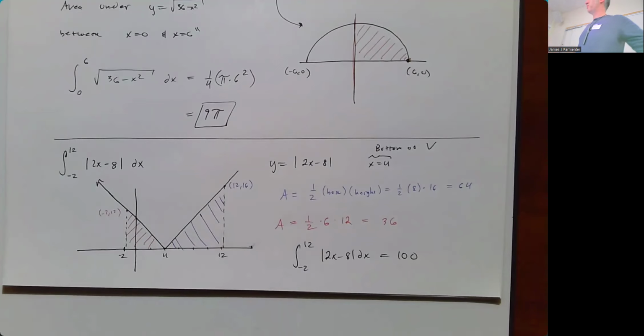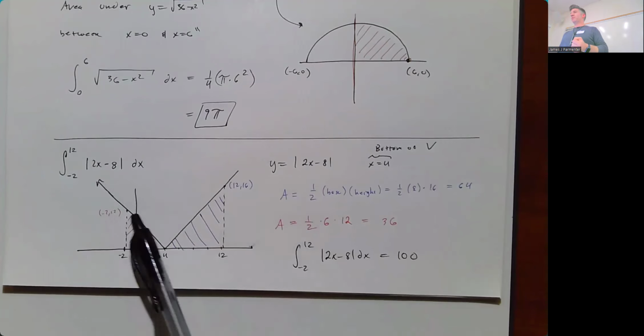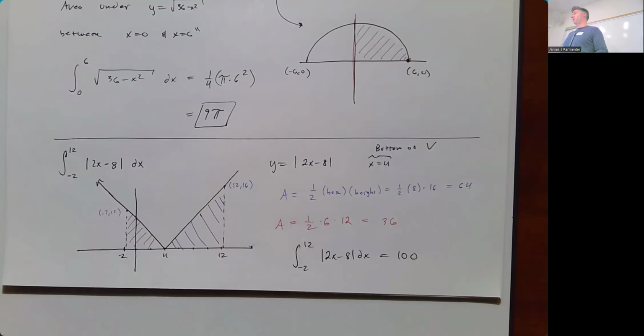It doesn't mean we couldn't do it another way, and we certainly will talk about later on how you would do it a different way, especially if your function was something else less nice in the absolute value. But for now, this is how we do it.